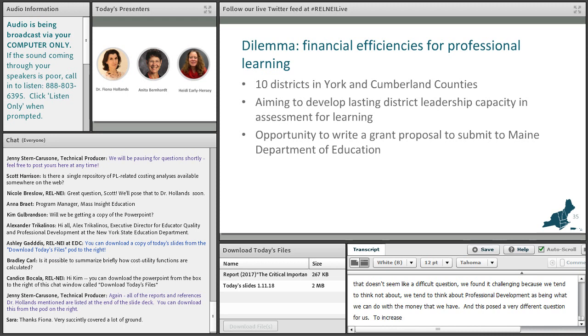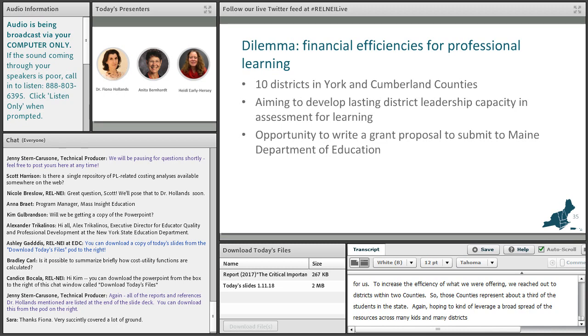To increase the efficiency of what we were offering, we reached out to districts within 2 counties. Those counties represent about 1/3 of the students in the state. Again, we were hoping to leverage a broad spread of the resources across many kids and many districts.